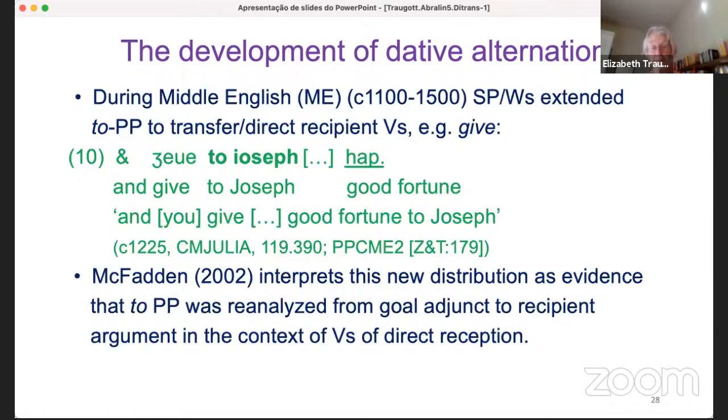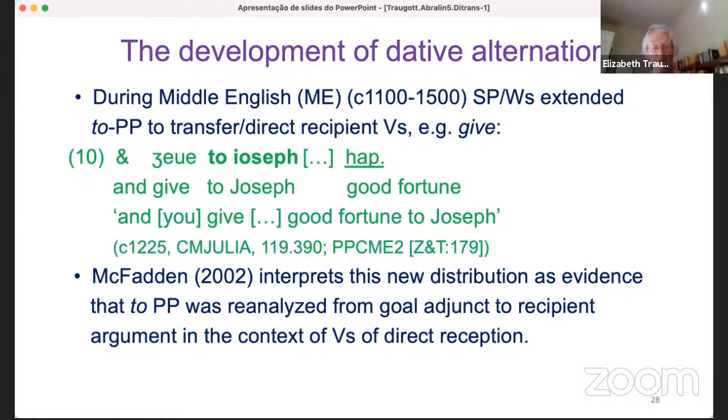During Middle English, several things changed. Speakers and writers extended the to prepositional phrase to transfer direct recipient verbs like give. So around the year 1225, we find gave to Joseph good fortune. Again, the word order is not modern word order, but the point here is that we have a direct recipient who is animate and occurs with to. That is, I believe, the first example that anybody has found.